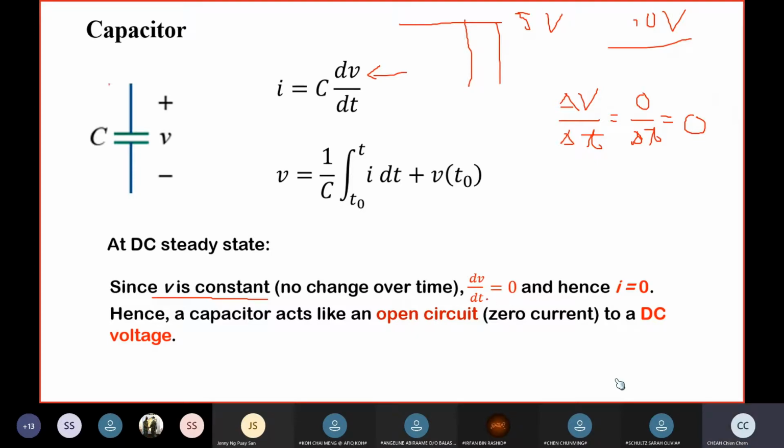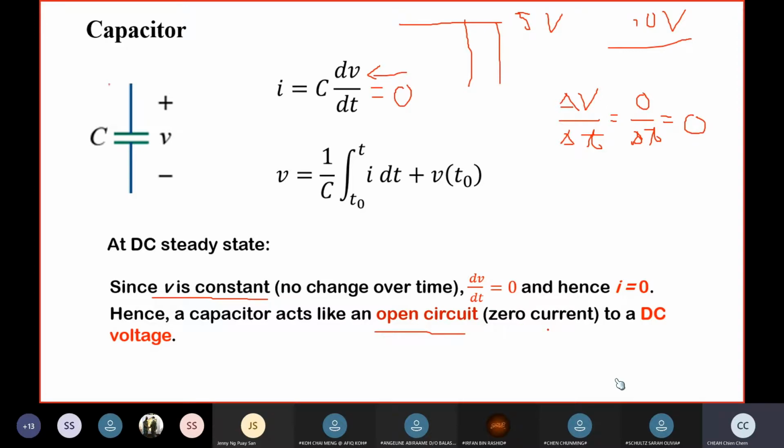So this equation gives you lots of information. And we know that if there's no current, this is like an open circuit. So a capacitor basically acts like an open circuit. No current can flow through it for a DC voltage. And this happens at the steady state.